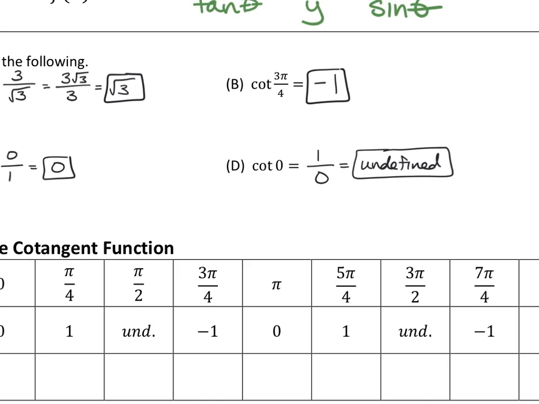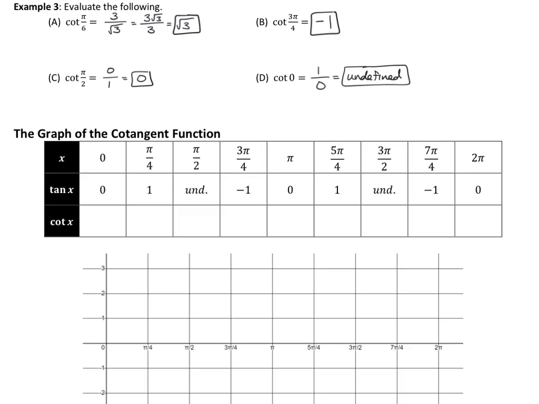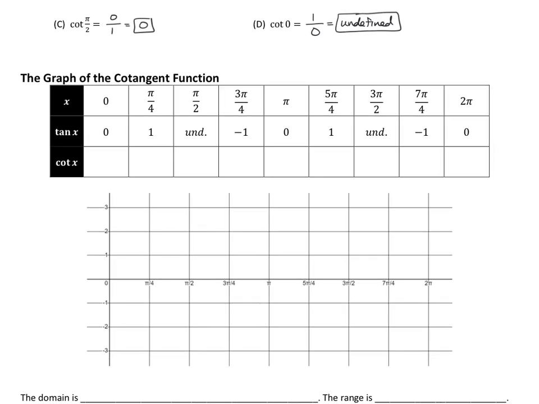So let's think about what the graph of the cotangent function might look like. So again, I have a table of values here for you. I'll have x values, I have tangent values. We're going to fill in the cotangent values. So let's go ahead and find some of these values. Remember, we're just doing the reciprocal of each of these values. The reciprocal of 0 is undefined. The reciprocal of 1 is 1. And the reciprocal of something that's undefined is actually 0. So pause for a second. Remember, undefined means that we took some number and we divided it by 0. So the reciprocal of that becomes 0 over 1, which is just the number 0.